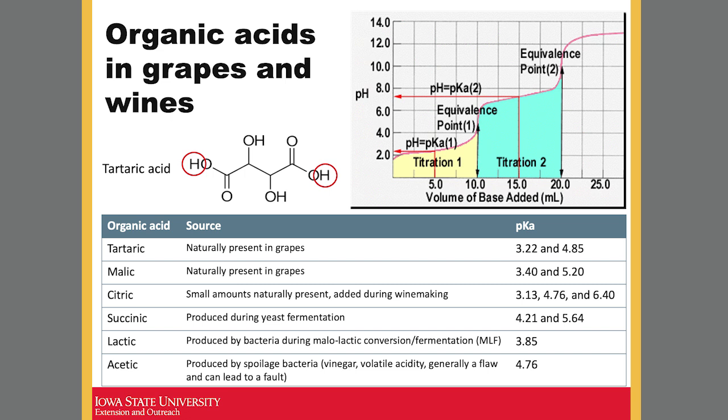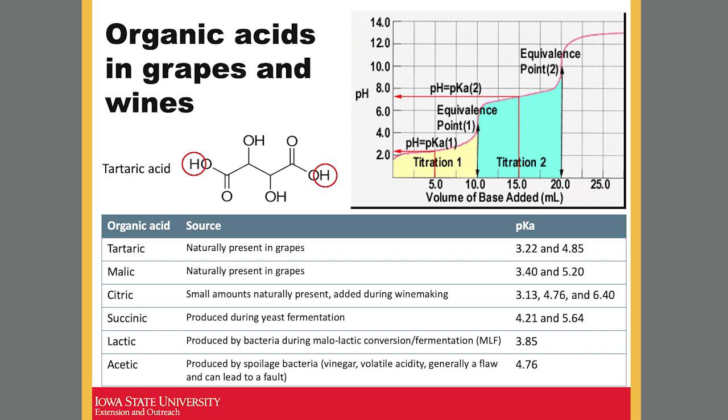You can have less than 1 gram per liter, compared to tartaric acid, which can be about 10 grams per liter. Same for malic acid: depending on the berry ripening stage, you can have up to 20 grams per liter of malic acid in grapes.